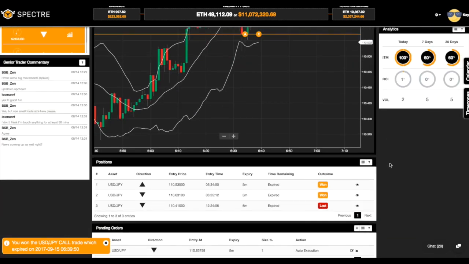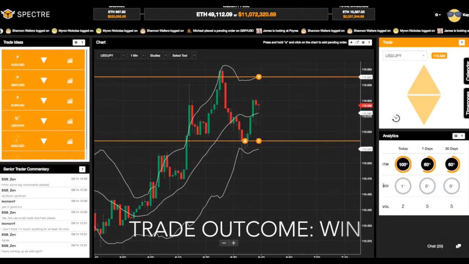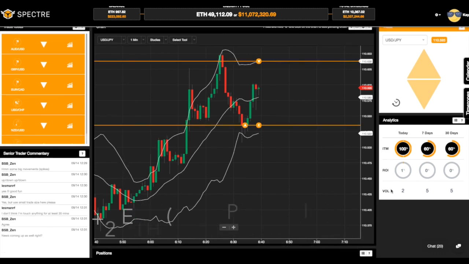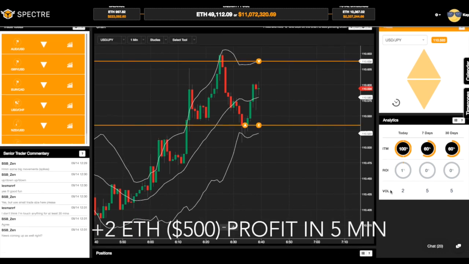And by the way, while I've been blabbing on, the trade has won, the US dollar Japanese yen. It expired just a few seconds ago and I won that. So that was an instant credit to my account. That was around 1.5 to 2 ethers of profit, right, within 5 minutes.